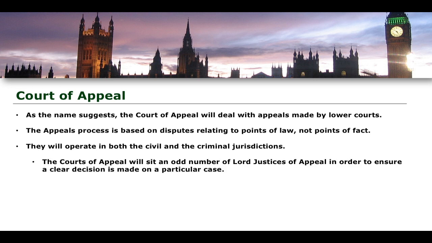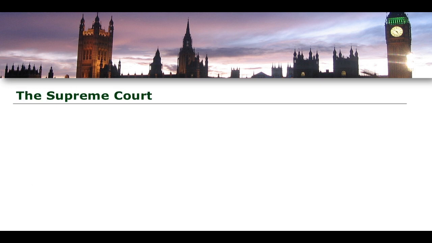The Courts of Appeal will sit an odd number of Lord Justices of Appeal, and the reason for this is to ensure that a clear decision is made on a particular case, so there are no 50-50 splits in terms of decisions that are made. Often it is the case that 3 judges will sit in the Court of Appeal and make decisions, but in some rare instances, where we're talking about some quite significant pieces of case law, we may also see the sitting of 5 Lord Justices of Appeal.